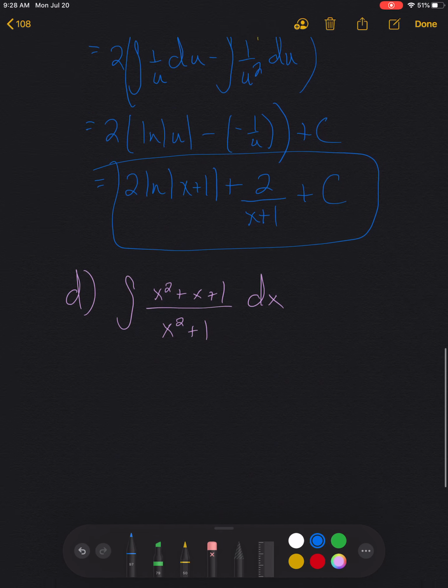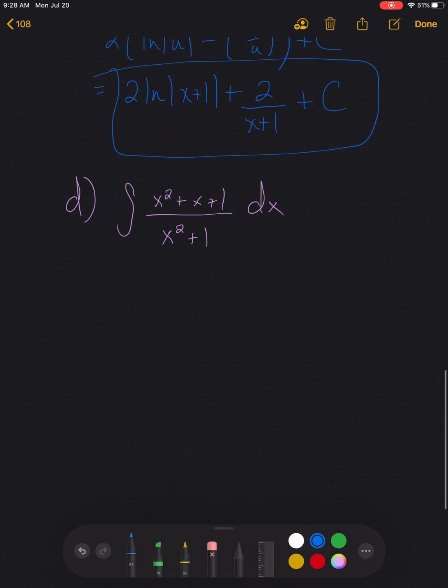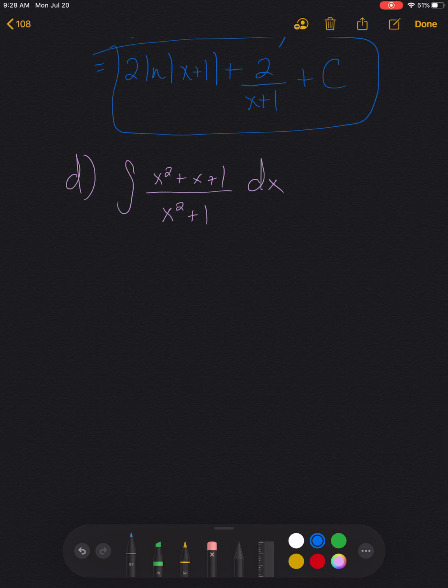Okay. Now, one more little trick that we may have to use. In this case, if you took a look at this integral, try letting u be the denominator, you're not going to get the numerator to cancel out. If you try letting u be the numerator, you're not going to get the denominator to cancel out.